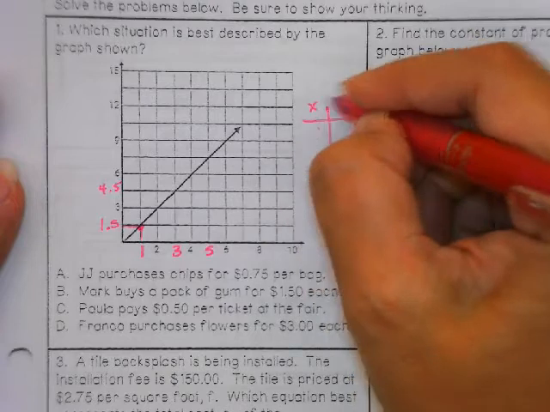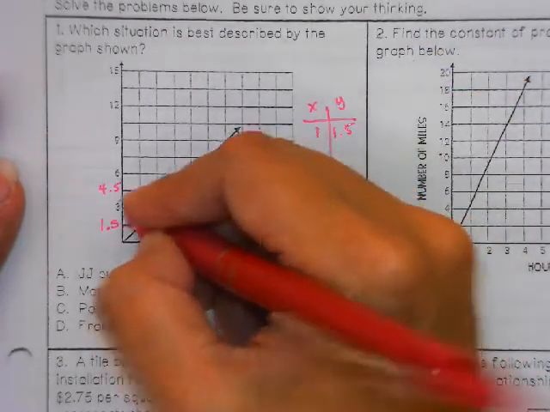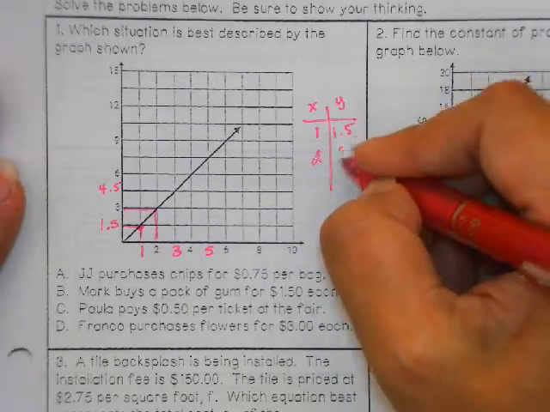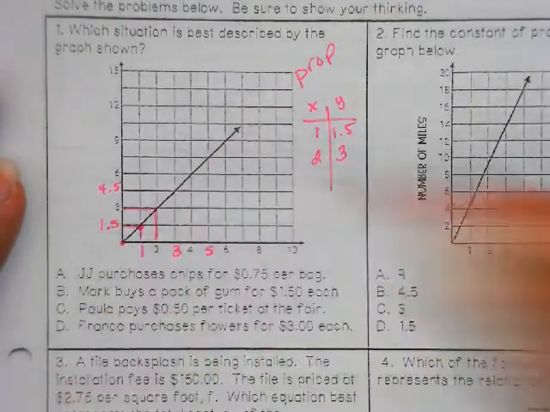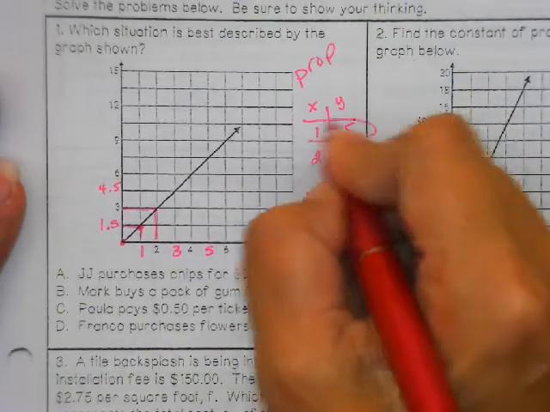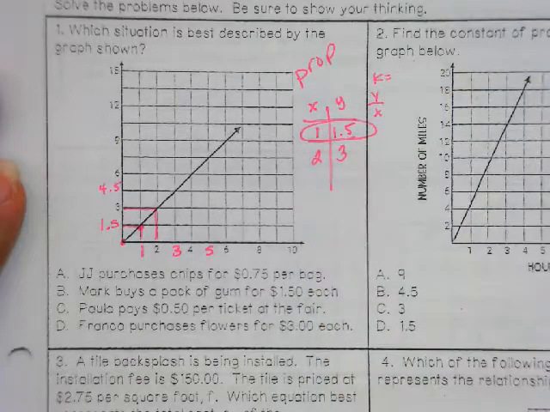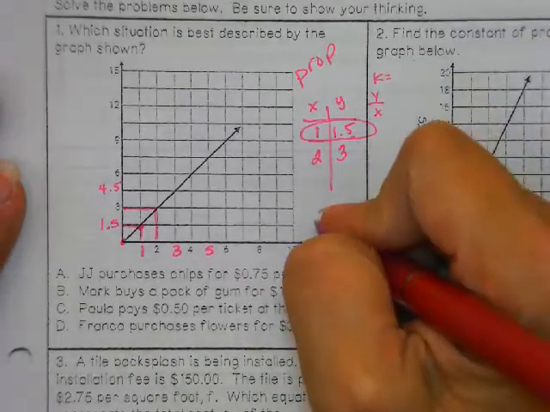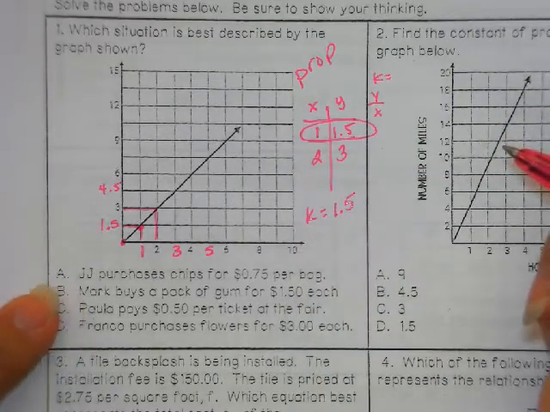I'm just going to make a little table here. 1 is 1.5, and 2 is 3. I do know that this is proportional. It is going through the origin. And if we wrote our y-x ratio, our constant of proportionality, it would be 1.5. So we're looking for something about $1.50.